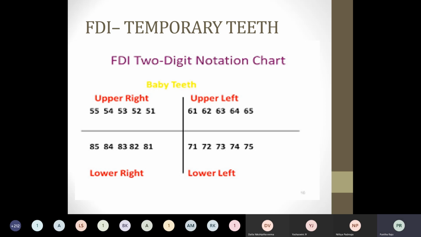Even this slide will show you how to write it for the temporary teeth. So here you can see upper right, upper left, and lower right. For right upper it is 5, left upper it is 6, left lower it is 7, and lower right is 8. Just add 1, 2, 3, 4, 5 in front of those numbers.